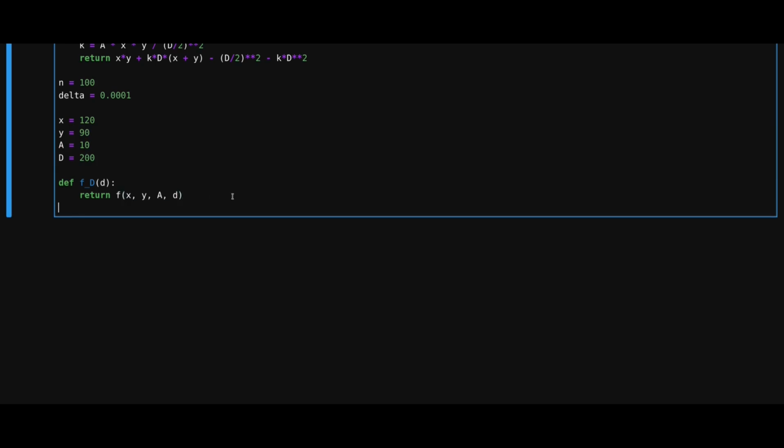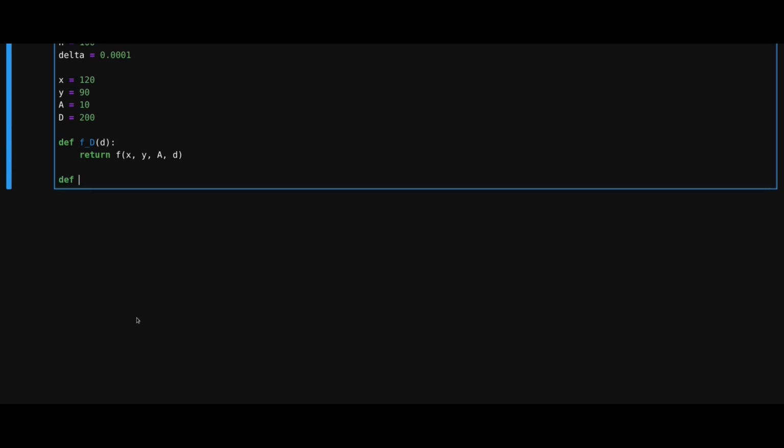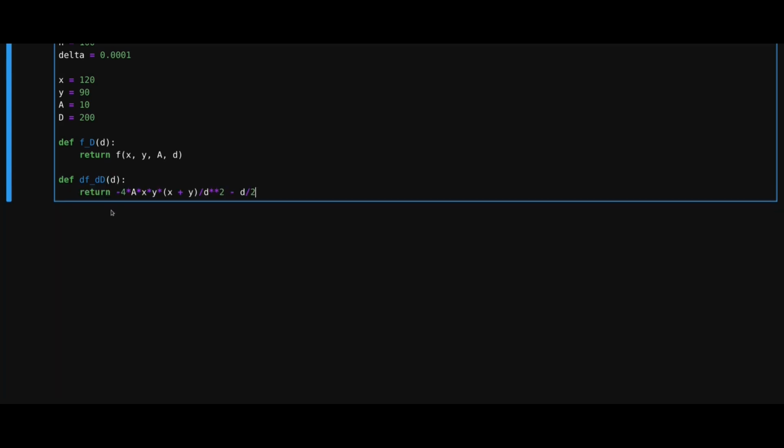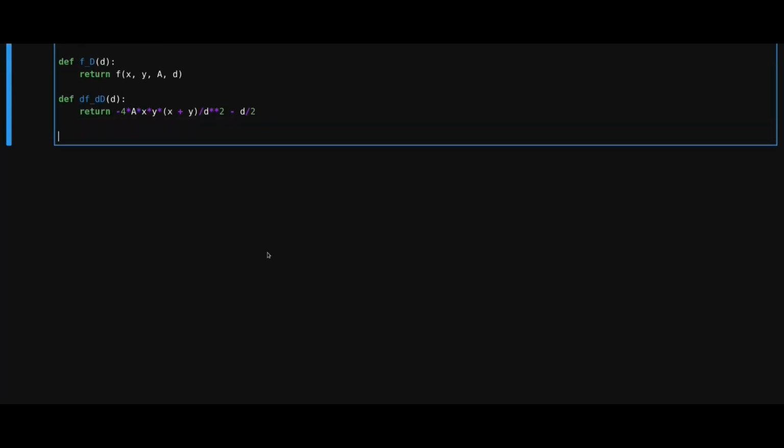Okay, next we need to calculate the partial derivative of this function with respect to d. So I'll say df, I'll name this dd. It's going to take in a single input, d. It's going to be passed from the Newton's method. And here's the partial derivative of this function f with respect to d. I'll briefly cover how I calculated this in the next video. Or you can also use paper and pencil to manually calculate the partial derivative. Okay, let's now apply Newton's method. So let's say d is equal to Newton's method fsolve.